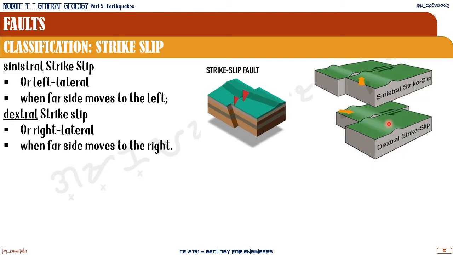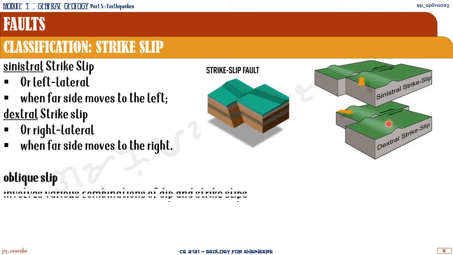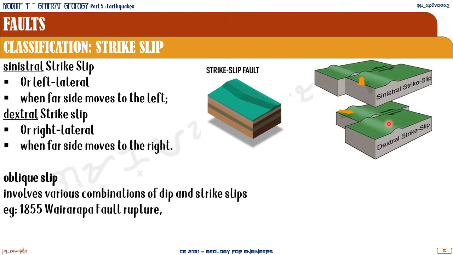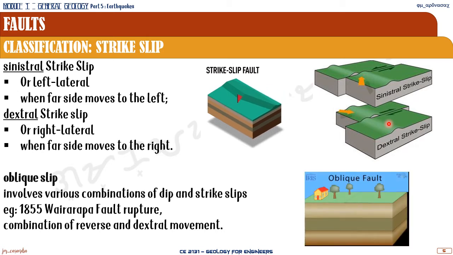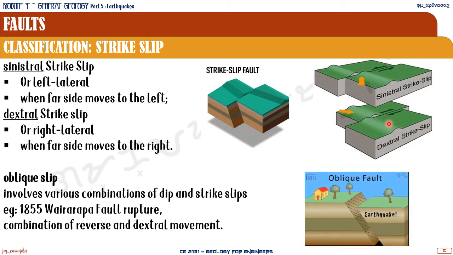Okay, so the special kind of fault that we have is your oblique slip, which is simply a combination of dip and strike slips. So an example of this is the rupture of the Wairarapa fault in 1855, which was a combination of reverse and dextral movement. So to understand oblique slip, we have this animation. Okay.